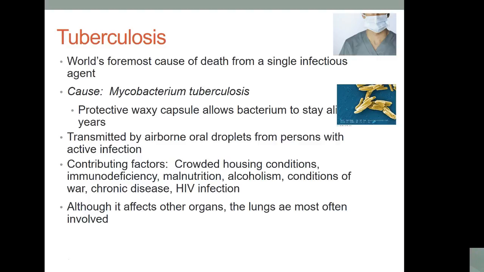TB is transmitted by airborne oral droplets, like an infected person coughs, and another person inhales that. Contributing factors are close housing conditions or immunodeficiency, where you don't have the immune system to fight it off. Malnutrition and alcoholism kind of fall into that too. Chronic disease and HIV infection are some causes or contributing factors. It affects other organs, but the lungs are most often involved.